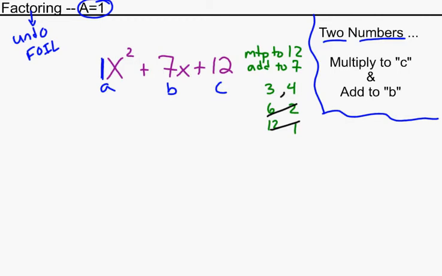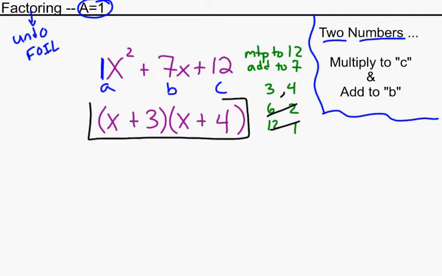So when I go to write my answer, I remember that foiling involved a binomial times a binomial. So when I undo it, I'm going to go back to a binomial times a binomial. And when I FOILed, first times first gave me the first term, so I have to put an x and an x in the first place. That's always going to be true with a equals 1. And then I take this positive 3 and positive 4, and I put them into the last places in each binomial. So this ends up being my final answer right here, x plus 3 times x plus 4.